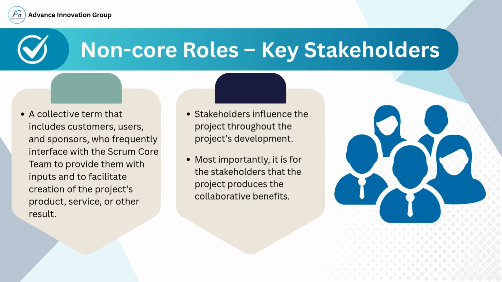Key stakeholders are a critical support group in any Scrum project. They include customers, users, and sponsors, basically anyone who is directly impacted by the outcome of the project. These stakeholders frequently interact with the Scrum core team. Their inputs are essential for shaping the product or service under development. They help clarify requirements, give feedback, and often participate in sprint reviews to inspect progress.